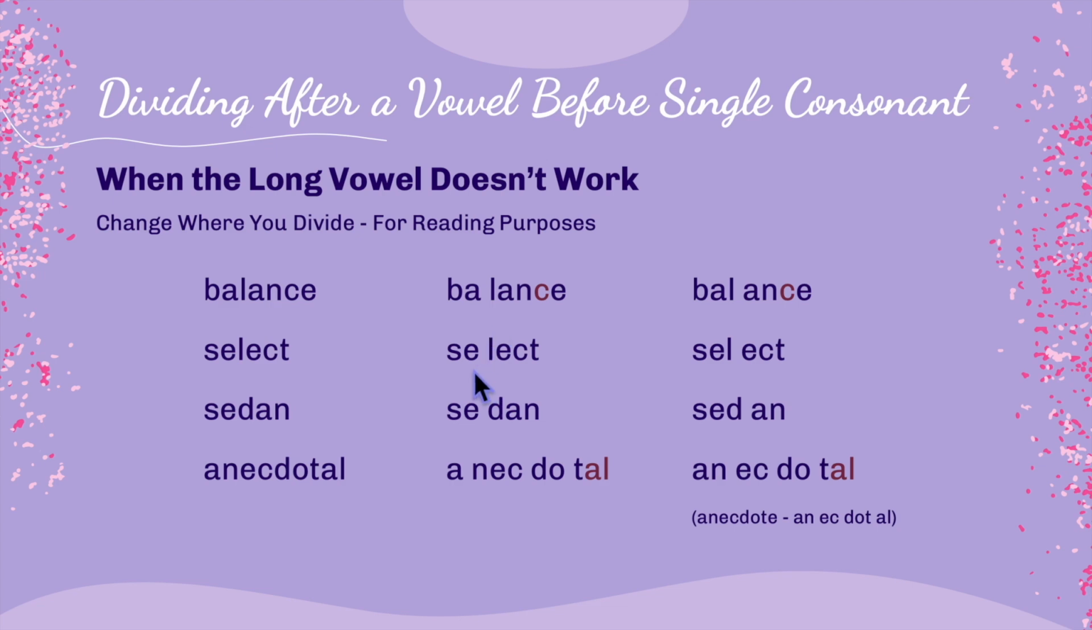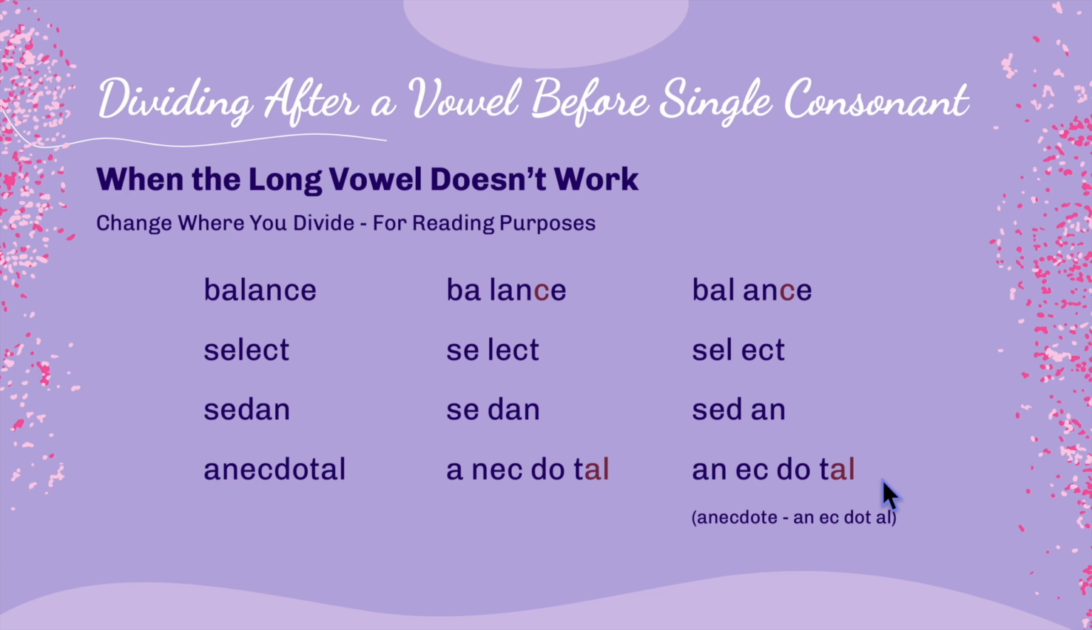Let's try this word. First we divide here. Select. I don't recognize that. So I try dividing here instead. Select. Let's try this word. Sedan. I don't recognize that. So let's split here instead. Sedan. Finally, this word. Using the rules we've learned so far, we would have anecdotal. I don't recognize that, so let's split after the N instead of before. Then we have anecdotal. That's very close.